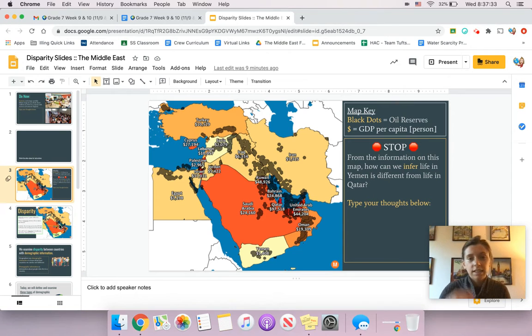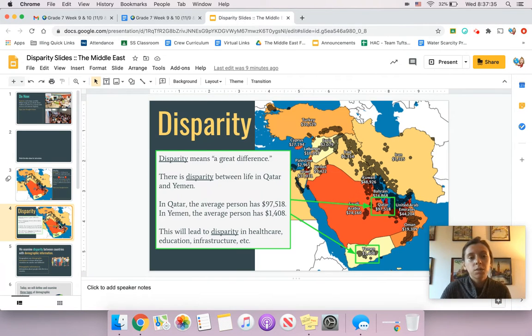So if you go to the next slide, a word that's going to be really important for us in our study of oil in the Middle East is disparity. The definition of disparity is a great difference. In this portion of our Middle East unit, we're really going to be focusing on how oil has caused disparity, or great differences in the quality of life between different Middle Eastern countries.